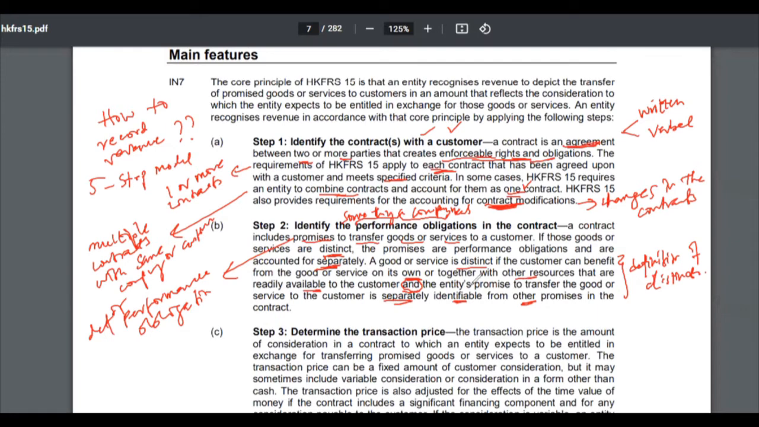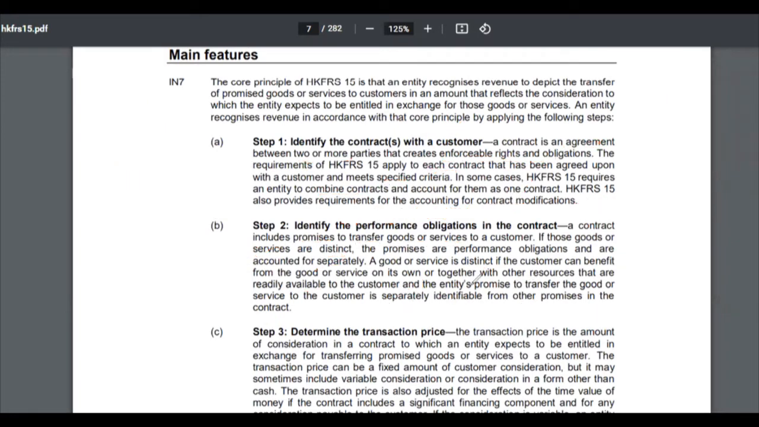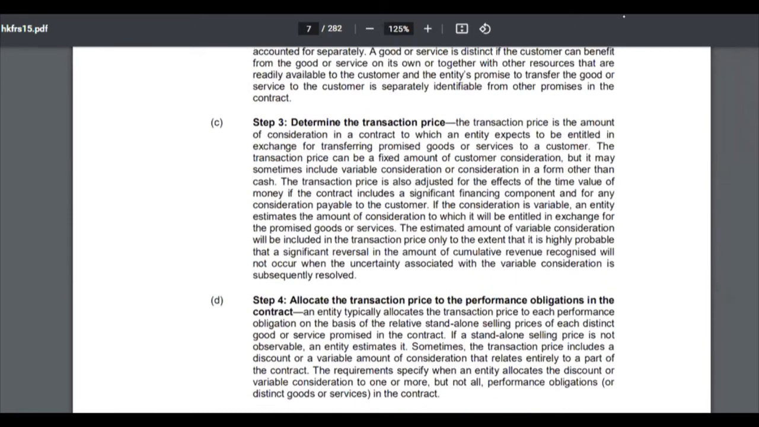So now let's look at step 3. Step 3 is basically about determination of the transaction price, right? So we looked at the contract, we looked at performance obligations, and now it's time to set the price, or more like determine the price, to be correct. Determine the transaction price.